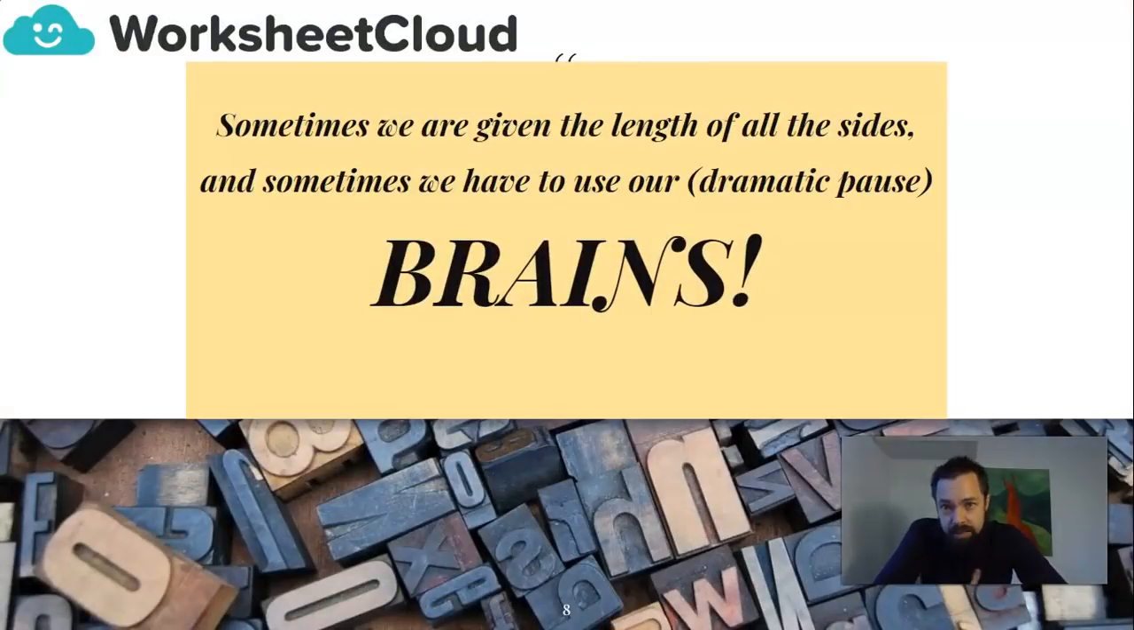And then sometimes we are given the length of all the sides, and sometimes we are only given some of them, and we have to use our brains to figure out the missing side, and then we can work out the perimeter.